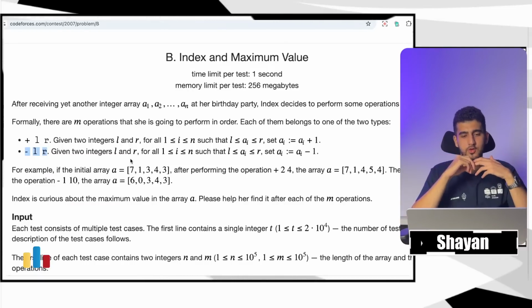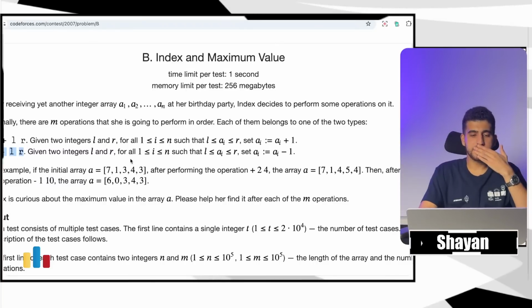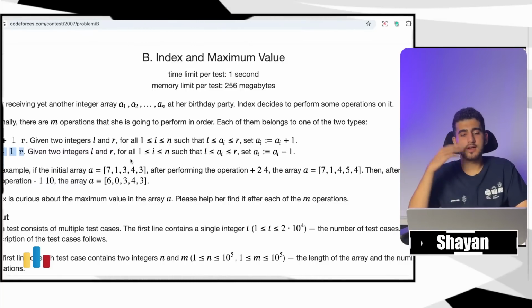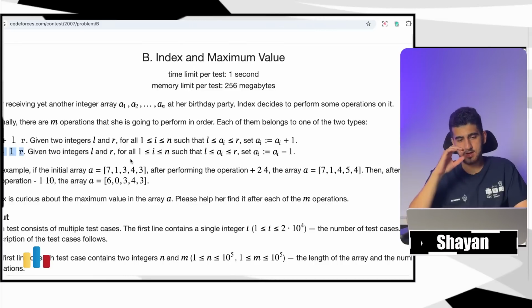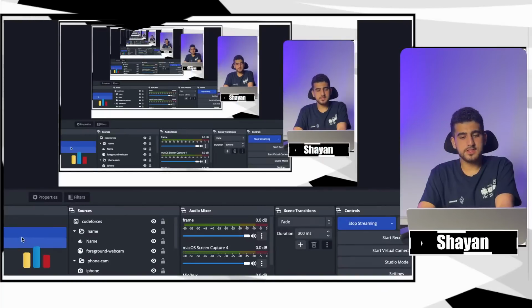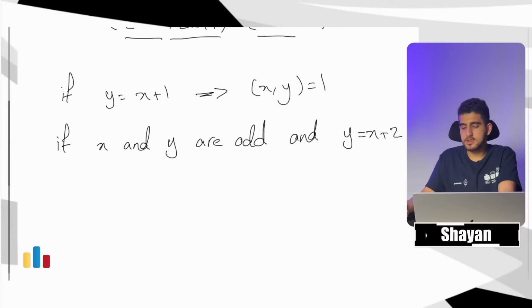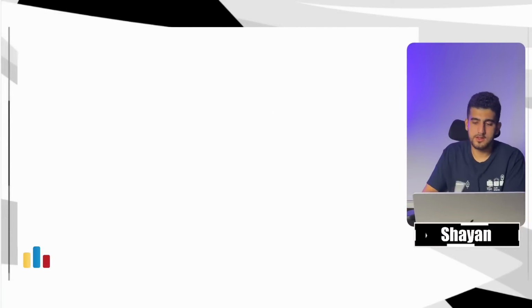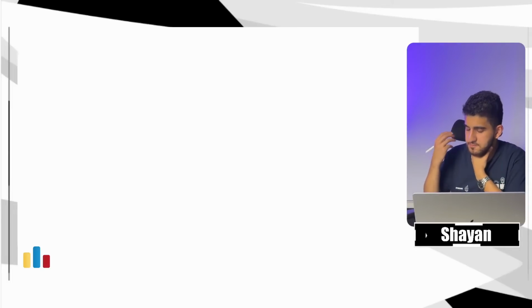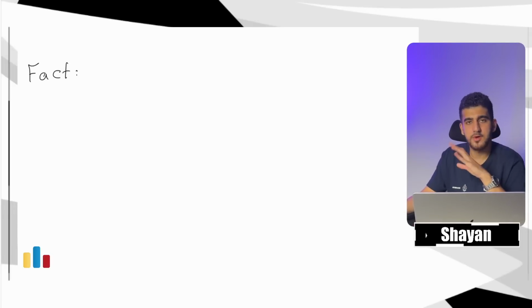So you have to say, after each operation, what is the maximum value that will be left in our array. So what is our current maximum number? I personally believe that this problem B was kind of easier than problem A. Yes, because there's just one fact that will destroy this problem. If you use this fact, the problem will be destroyed and it would be so simple.